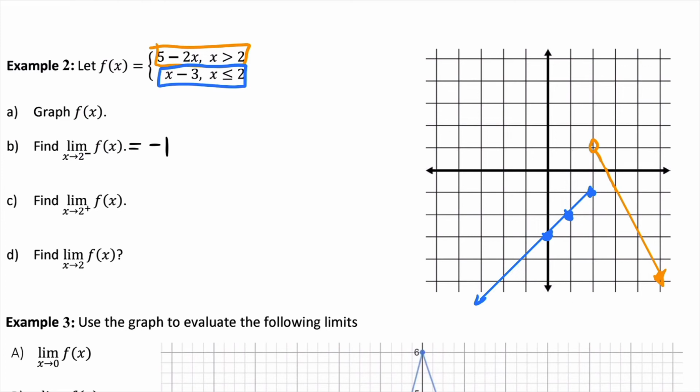Okay. Letter C. Now I'm still approaching x equals 2, but I'm coming only from the right. So if I'm coming only from the right, I have to go to this yellow-orange thing. And as I approach x equals 2, which y value am I approaching? Positive 1.